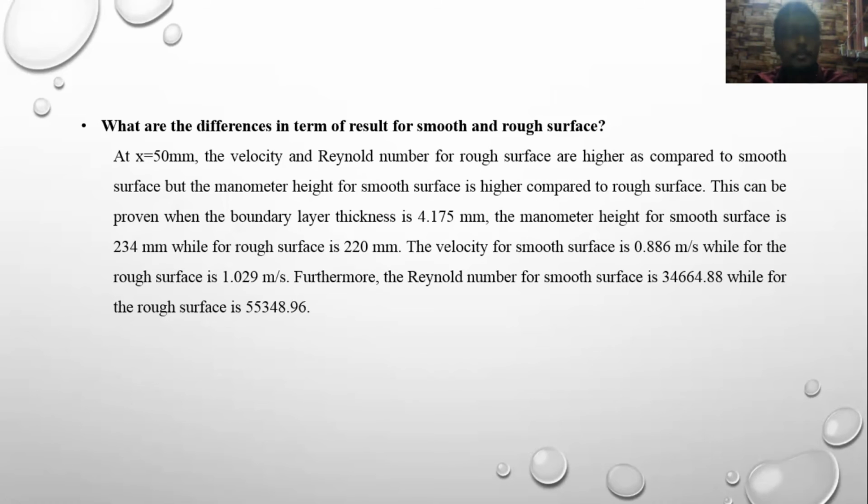At x equals 50 millimeter, the velocity and Reynolds number for the rough surface are higher as compared to the smooth surface, but the manometer height for the smooth surface is higher compared to the rough surface. This can be proven when the boundary layer thickness is 4.175 millimeter. The manometer height for smooth surface is 234 millimeter, while for the rough surface it is 220 millimeter.